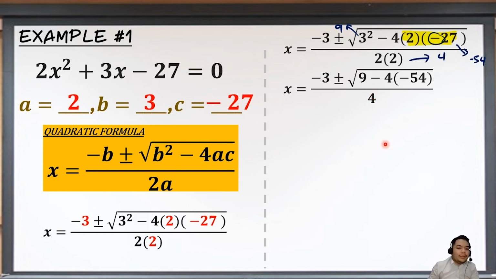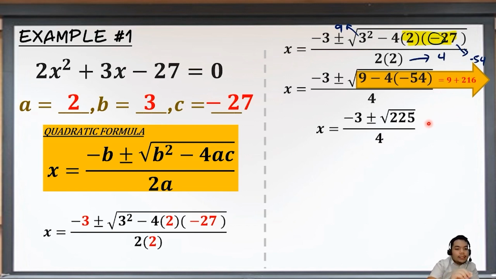And after that, we can still further simplify the one inside. As you notice, we have here negative 4 times negative 54, and that will be equal to a positive number. So we can make this one 9 plus 216. Ayan, o. Kasi ito, negative 4 times negative 54, positive 216. Kaya siya magiging plus 216. So I hope naintindihan nyo from that.